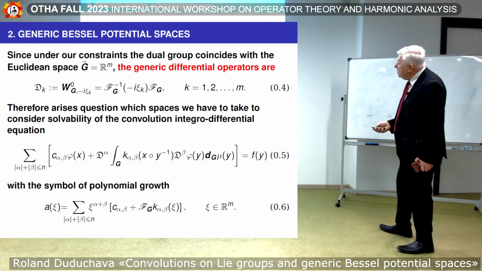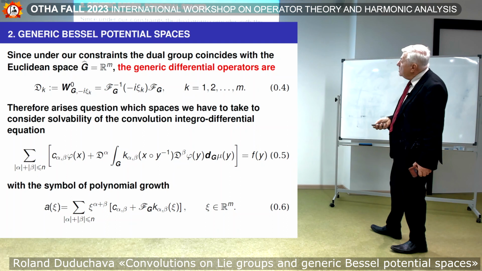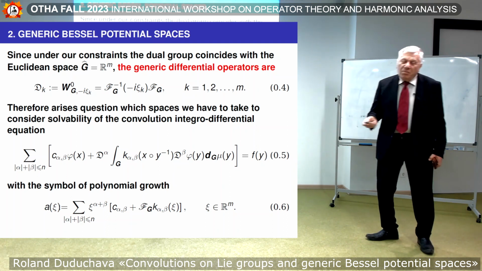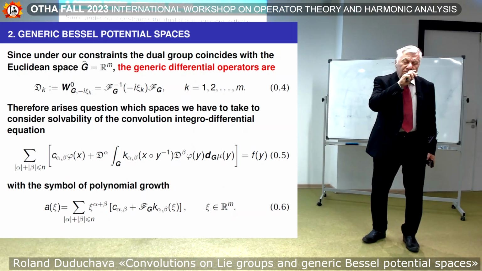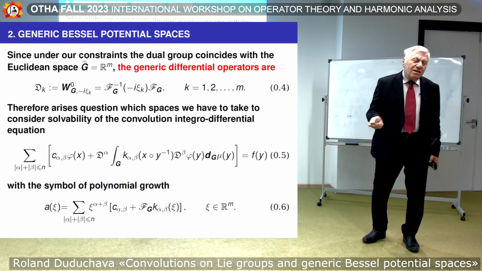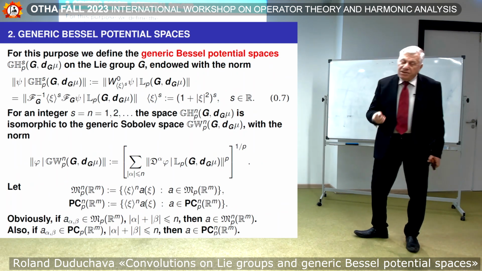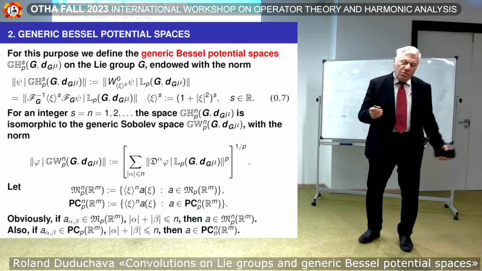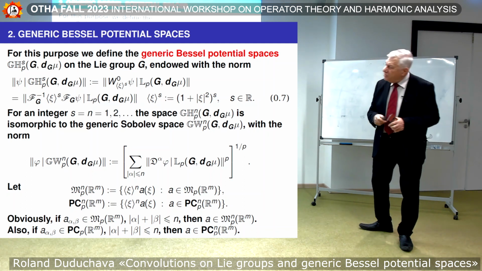And you take the Fourier transform of this integral equation, and you arrive again at the multiplication operator, where you have the symbol, and ellipticity of the symbol is a necessary condition for the invertibility of such an operator. And the sufficient condition is, again, that you should consider only PC_p. A bit more, you can consider a bit wider class, but let me drop it now.